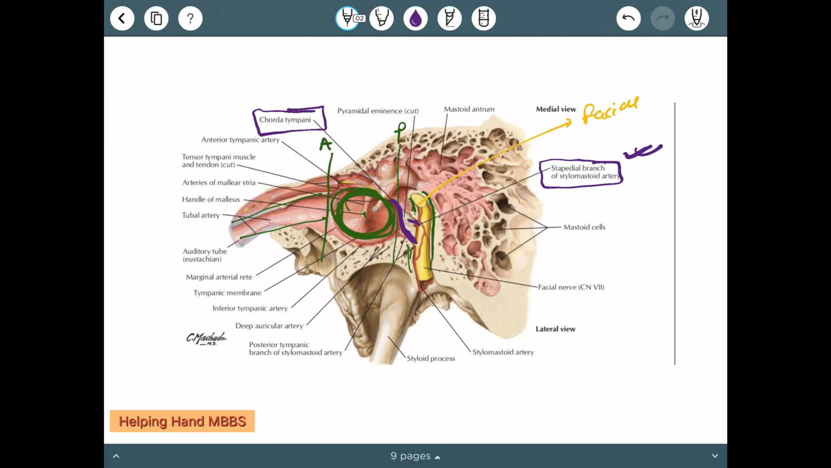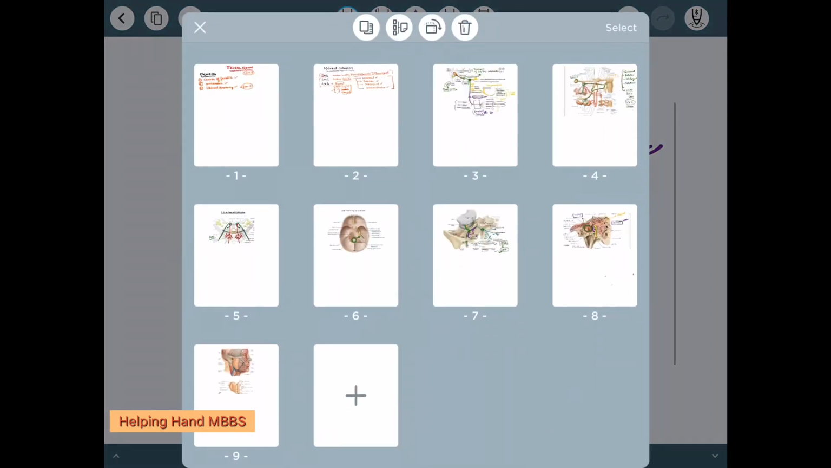And there is one more branch called the greater petrosal nerve, which is not seen here, but it is also given in the posterior wall, and it joins the deep petrosal nerve and enters the pterygopalatine ganglion. So this is the general overview of how it gives the nerve supply in the posterior wall of the middle ear. Let us progress further.